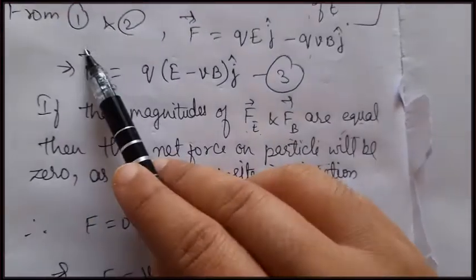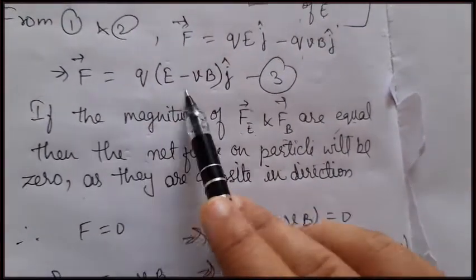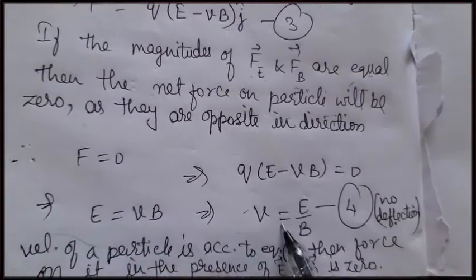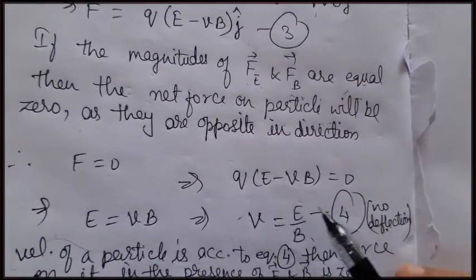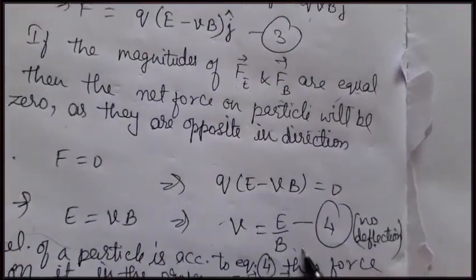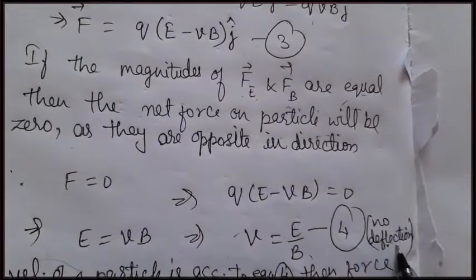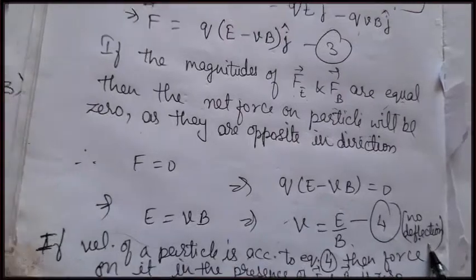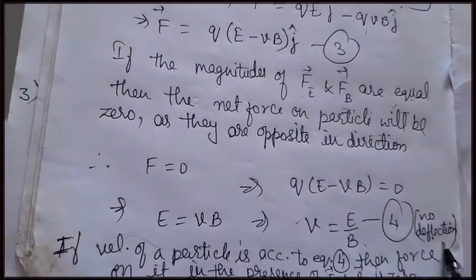If I put F equal to 0, that means Q into (E minus VB) will be 0. And on solving it further, we get V is equal to E by B. Now this is the velocity of the particle at which it will not get deflected, it will not be affected by the electric or magnetic field.